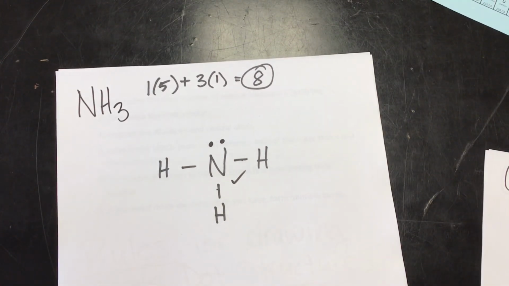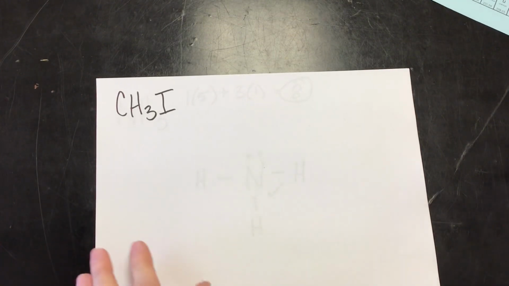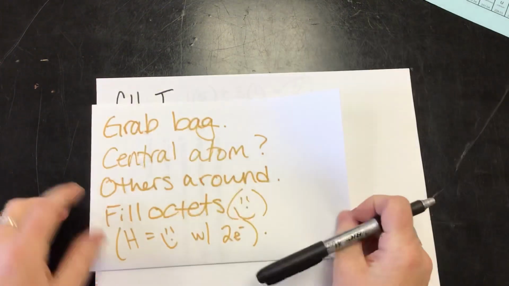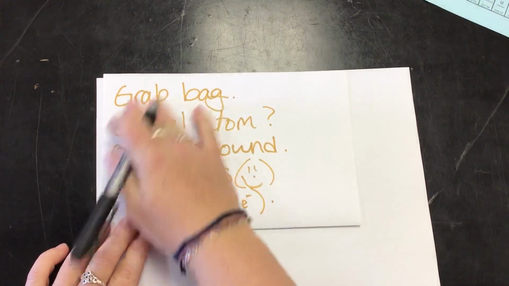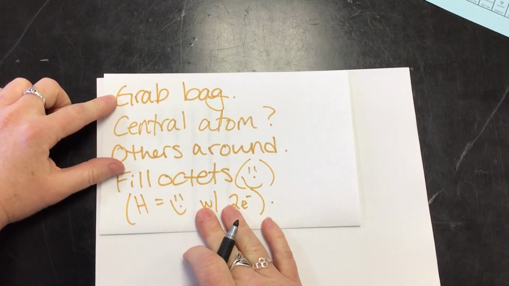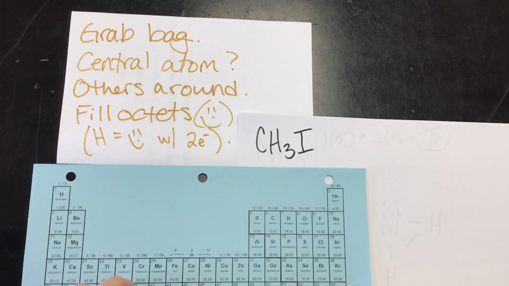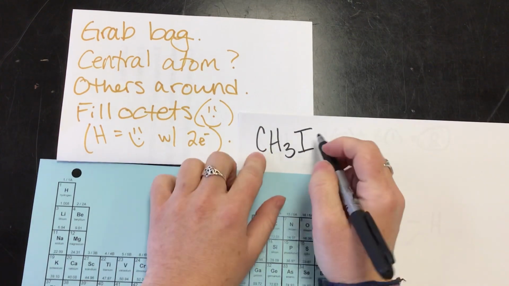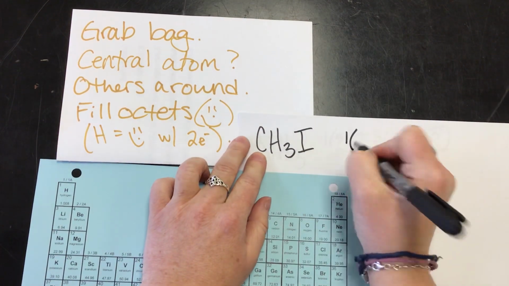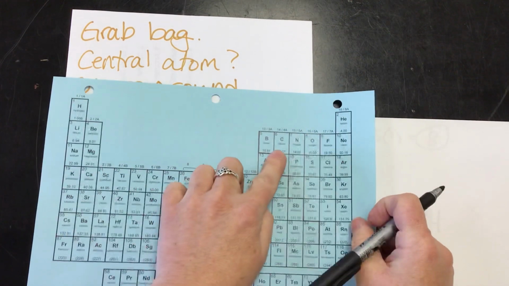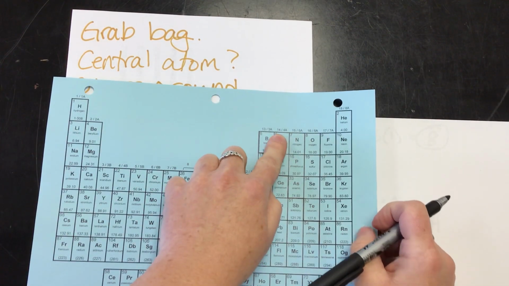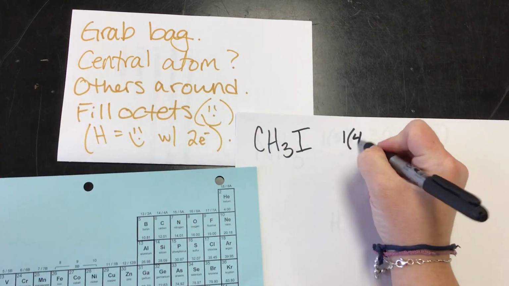The next one that we are going to do is CH3I. So I've come up with a quicker way of looking at the rules here. Our first step is grab bag electrons. And so we need our periodic table, and we're going to count up the electrons in this molecule. So currently we have 1 carbon. And if we look to our periodic table, each carbon, because it's in group 14, has 4 valence electrons.